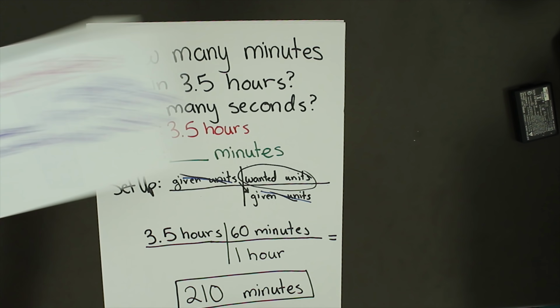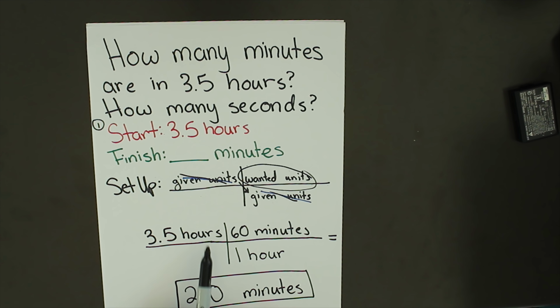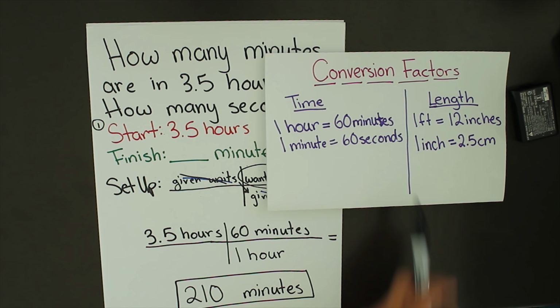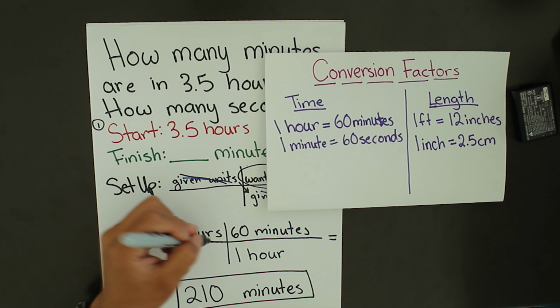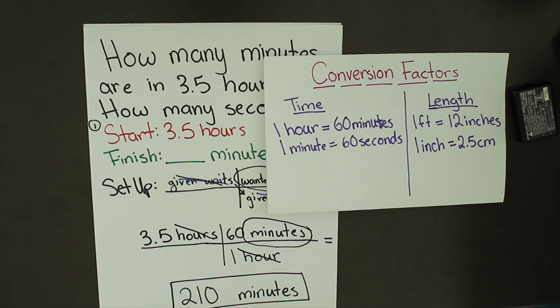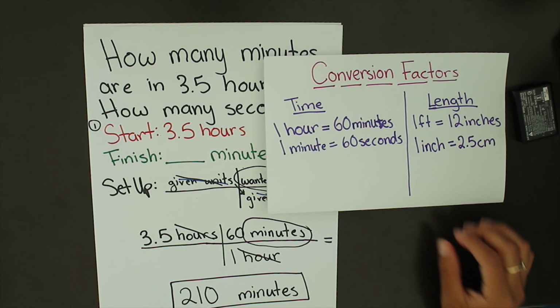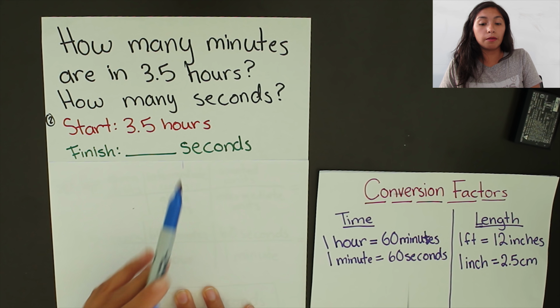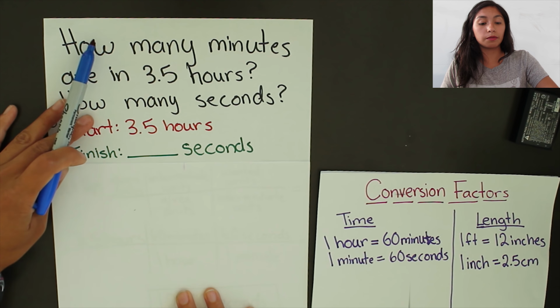We bring our given units, which is 3.5 hours, and we know that in 1 hour there are 60 minutes. We cross out our given units and we stay with our desired units or wanted units. We know that 3.5 times 60 is 210 minutes. And that's it. We're starting with 3.5 hours, but instead of finishing with minutes, we're finishing with seconds.